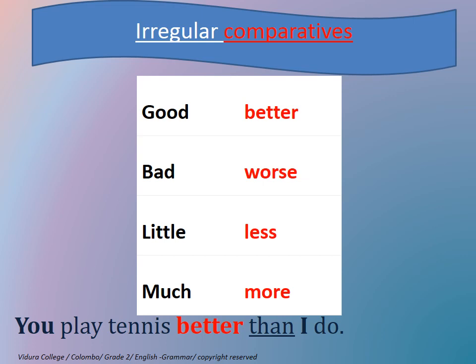Irregular comparatives. A small number of adjectives are irregular in the way they make comparative forms. Irregular adjectives use completely different forms. Now, look at some of the irregular comparative adjectives listed below. Good, better, bad, worse, little, less, much, more. Now, let's make a sentence using one of the irregular comparative adjectives. You play tennis better than I do.